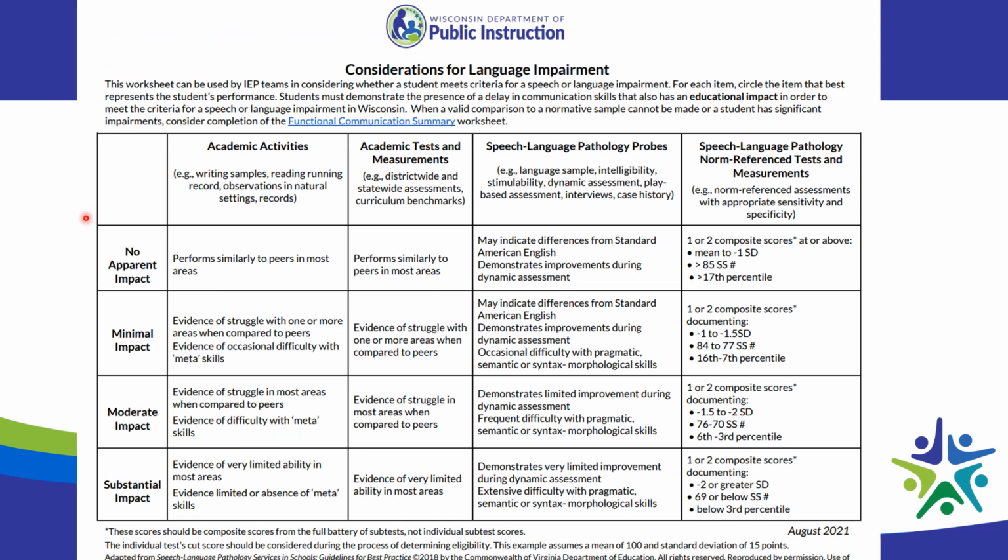Now, it's not a coincidence that I use the terms minimal, moderate, and substantial. These are the same terms that we see on the rubric for considerations for language impairment that DPI published. I really like this rubric. It's a reminder that it's not one decision, it's not one task, it's not one test, it's not one piece of evidence that makes a decision, but rather looking at the whole picture, doing the comprehensive evaluation, and seeing if we're observing more in the moderate to substantial areas, that we're seeing something that does appear to be a true communication need and something that could benefit from specially designed services.